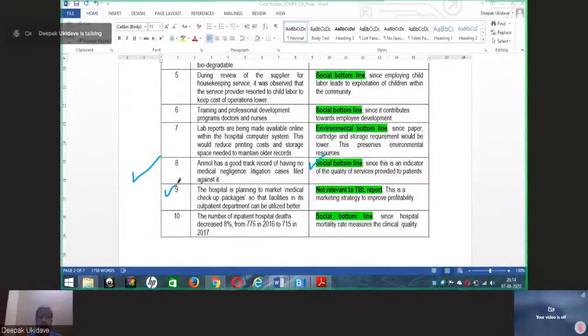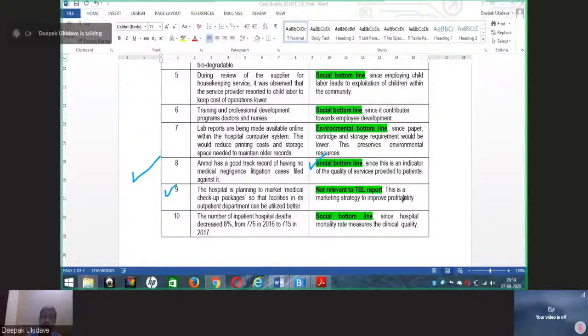Hospital is planning to market medical checkup packages so that facilities in its outpatient department can be utilized better. Now, this is simply something like this also is possible. See, it is not necessary that every aspect which is given to you has to be covered in a TBLR, triple bottom line report. This aspect, I don't know how many of you have written the correct answer, but it is not relevant to the TBL report at all. Why? Because it is a marketing strategy to improve the profitability.